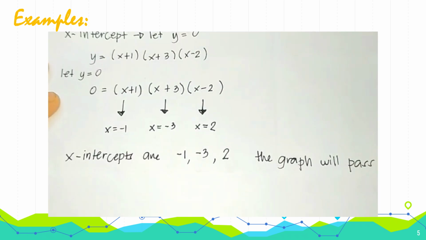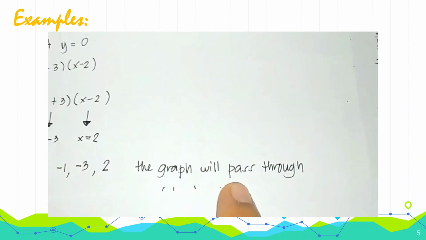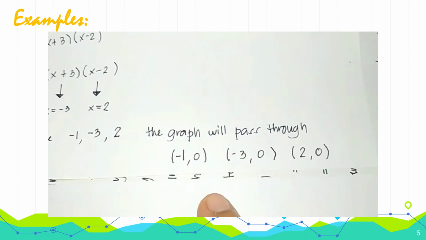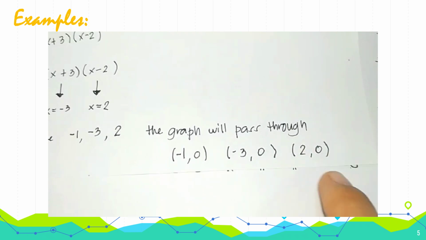And we say that the x-intercepts are negative 1, negative 3, and 2. So the graph will pass through the points negative 1, 0, negative 3, 0, and 2, 0. These are the ordered pairs.